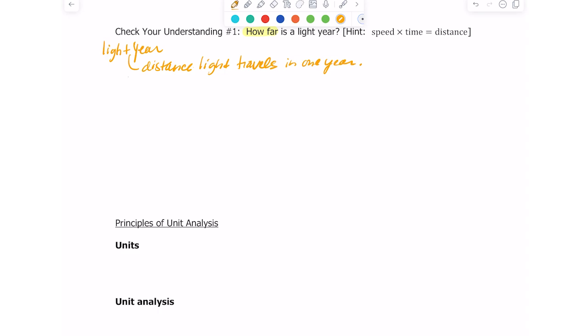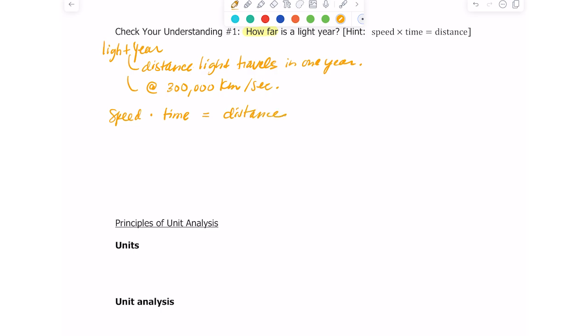So here again, I'm looking at distance. And if you look it up, light actually travels at 300,000 kilometers per second. Okay. So the problem is, this is in seconds, and we're looking at how far is a light year. So I want to know how far does it travel in 1 year? And here I'm given how far it travels in a second. So I need to use my formula here, which is speed times time is going to equal the distance.